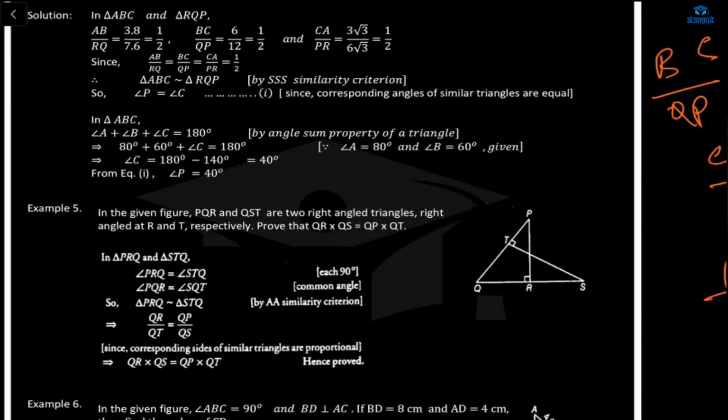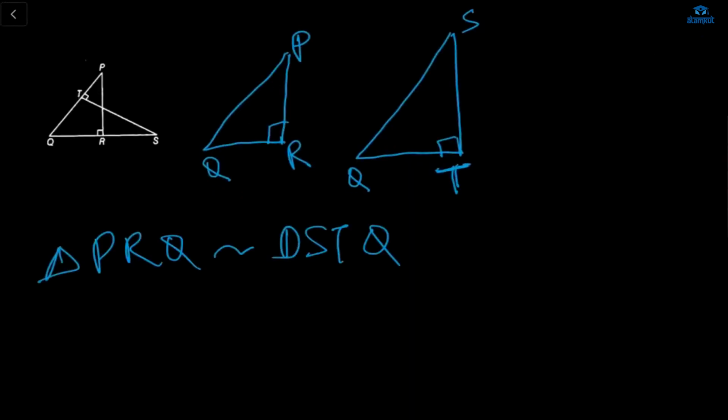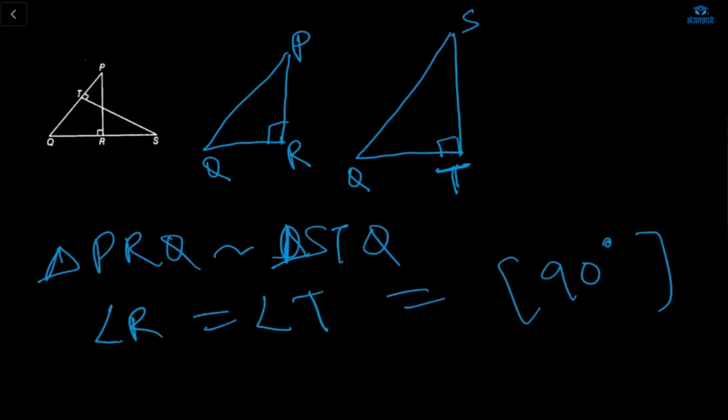Now, if you remember, we can have this ratio if the two triangles are similar, then we can take the ratio of the sides. How can you say that these two triangles, PRQ and STQ, are similar? If you see here, angle R is equal to angle T, because both are 90 degrees.